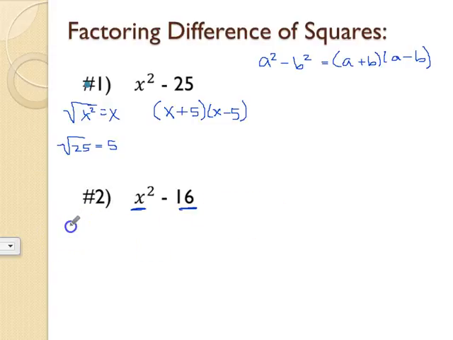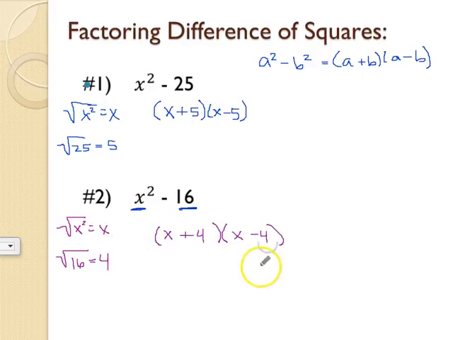So first, what is the square root of x squared? That would equal x. X times x gives us x squared. And the square root of 16 is 4. So to factor, we're going to have x plus 4 and x minus 4. And we're done. We factored it. And that's what you're going to be learning about at Edgenuity this week.